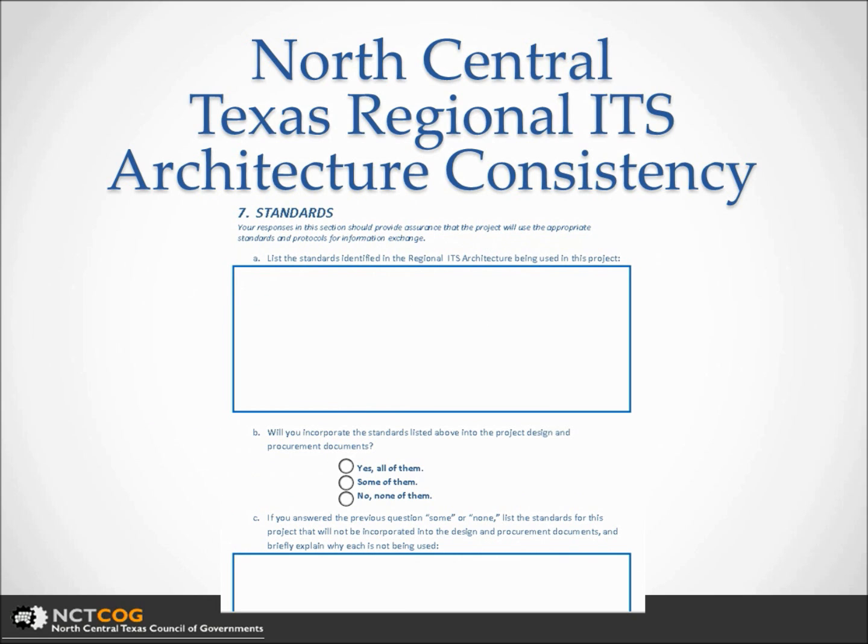The next section of the architecture consistency statement is standards. These are national ITS standards as created by standards development organizations. It asks the user to list the standards identified in the regional ITS architecture being used in this project. Will the user incorporate all or some of those standards? And if the user answered the previous question some or none, list the standards for this project that will not be incorporated into the design and procurement documents.